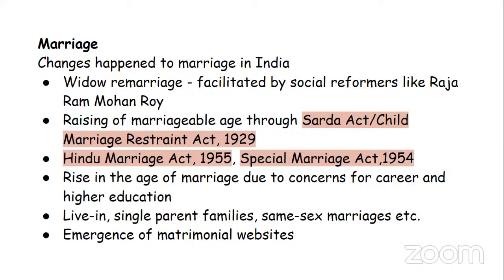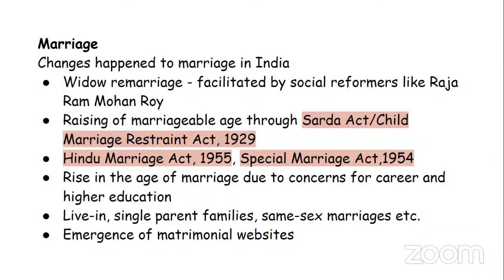Okay. So now let's move to our next concept, which is marriage in India. Like family and kinship systems, changes also happened to marriage in India. So many changes actually happened in the marriage systems of India throughout the years. The most important evolutionary change in the marriage system in India is widow remarriage. Okay, so that was a revolutionary change which happened in the Indian marriage system.